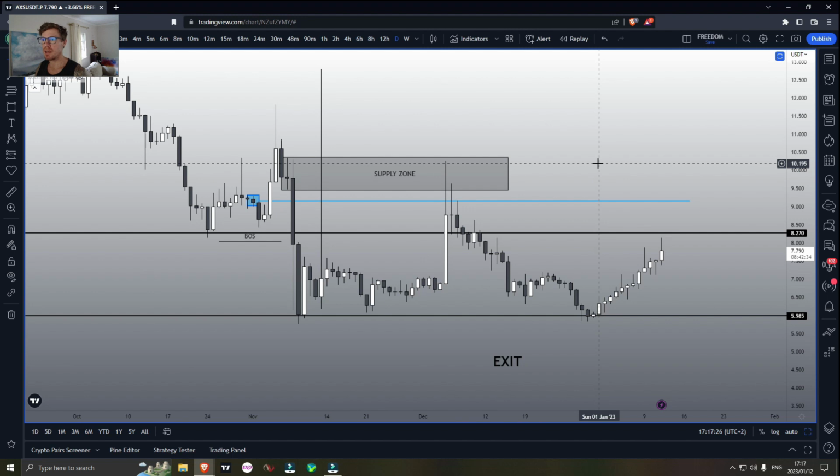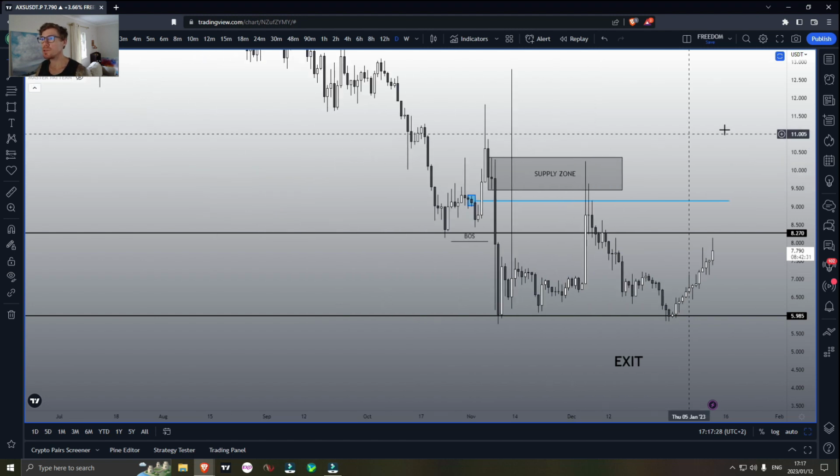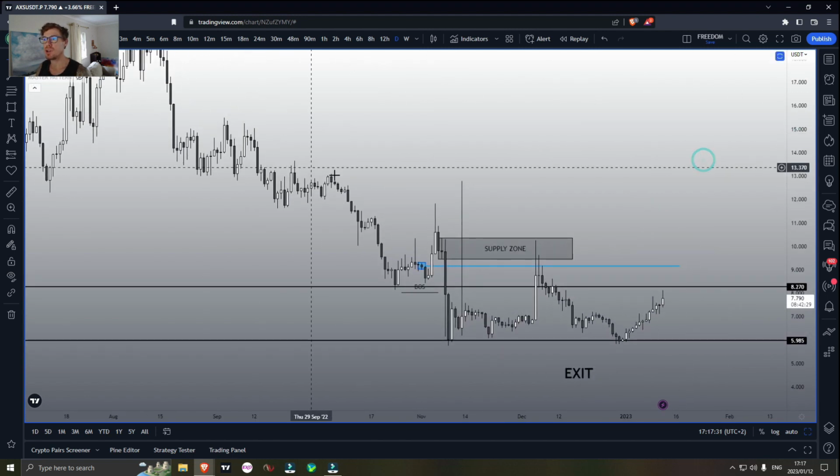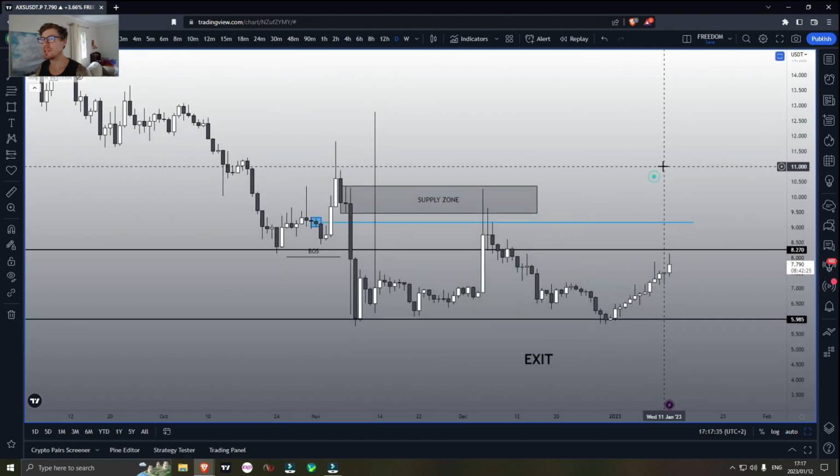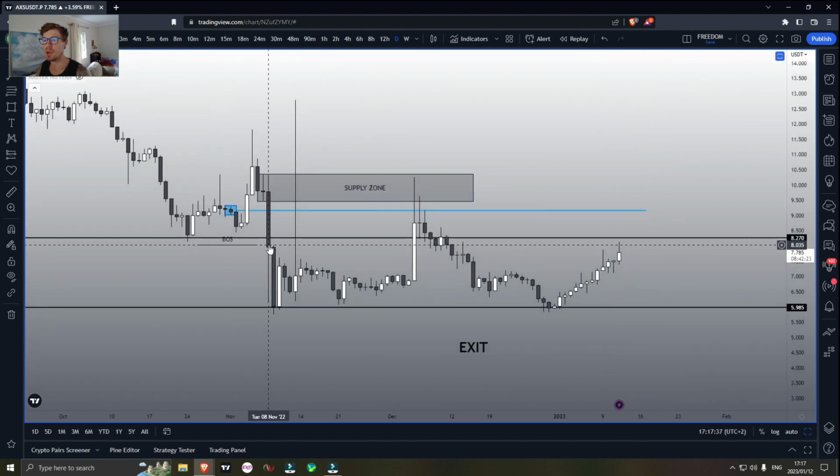So I marked out my chart like this, and I noticed, first of all, if you look here, we're on a downtrend. It's pretty clear. So I was leaning towards downtrend. Then we got this break of structure.